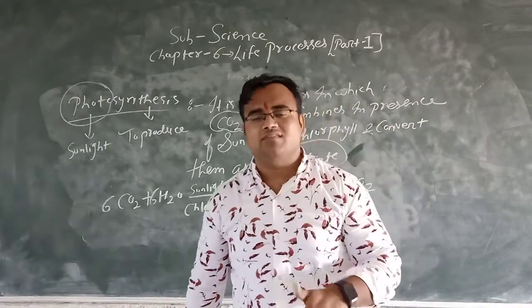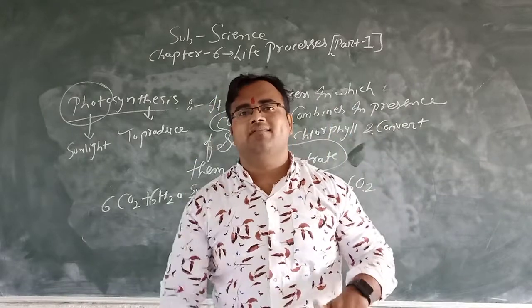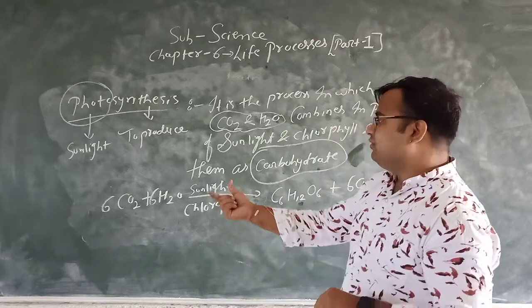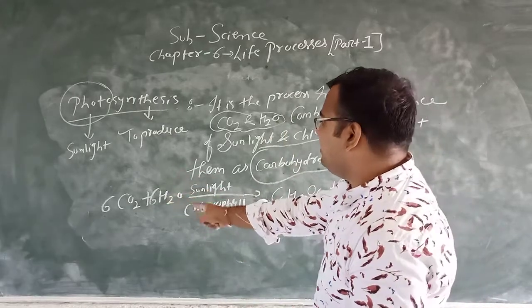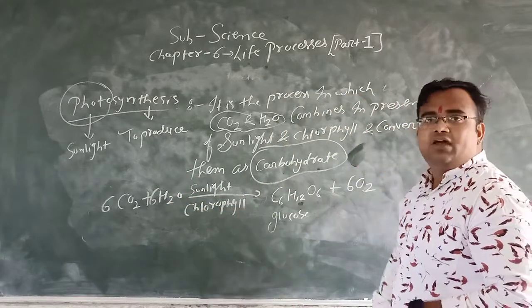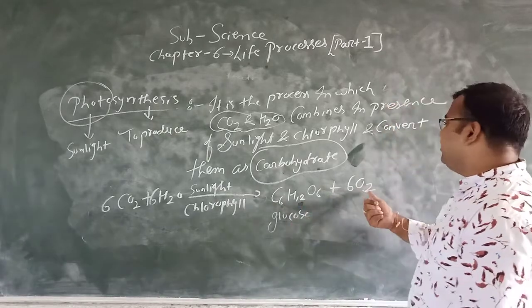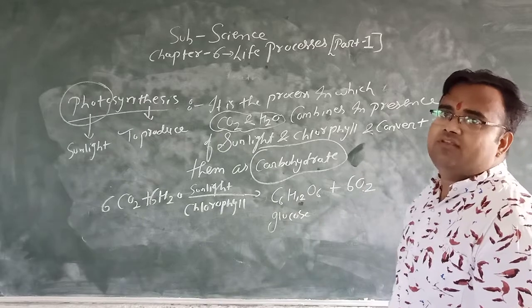So this question can be asked in 2 ways. First, define photosynthesis only. If it is for 2 marks, define photosynthesis with balanced chemical reaction. So the chemical reaction is carbon dioxide and water in presence of sunlight and chlorophyll produces carbohydrate as glucose and oxygen.